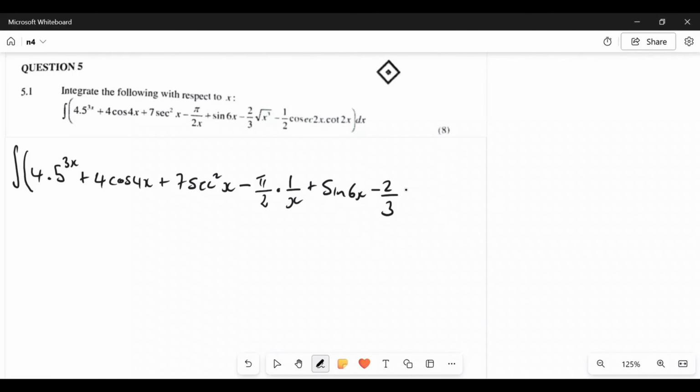So we can write this term like this: open bracket, x cubed. Instead of writing the root, we can write it in terms of exponents, 1 over 2 as the power. Then minus the last term, which is also fine, no simplification required. We can say 1 over 2 multiplied by cosec 2x multiplied by cot 2x, close bracket, dx.